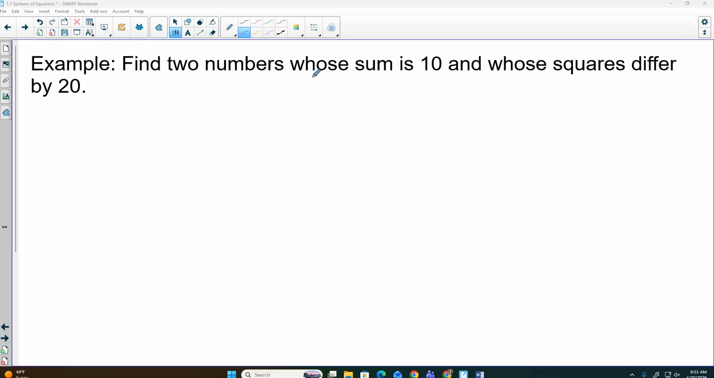So find two numbers. So I'm looking for two numbers. So I'm just going to say x is the first number, y is the second number. Okay, I defined my variables. I said what x and y are. Doesn't have to be anything fancy here.